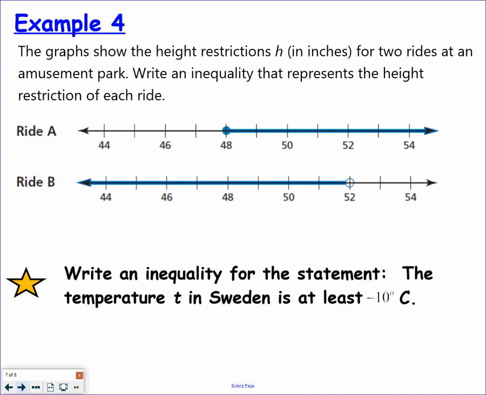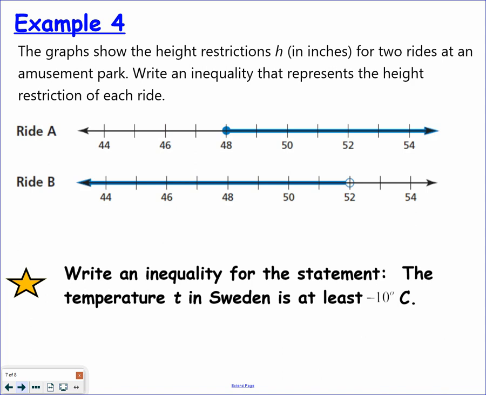The graphs are shown for the height restrictions at 2 rides. Many of you may have gone to Six Flags before. They actually have rides where you have to be a certain height in order to ride. They actually have rides in the kiddie land that you have to be less than a certain height. You can't be an adult riding in the kiddie land.